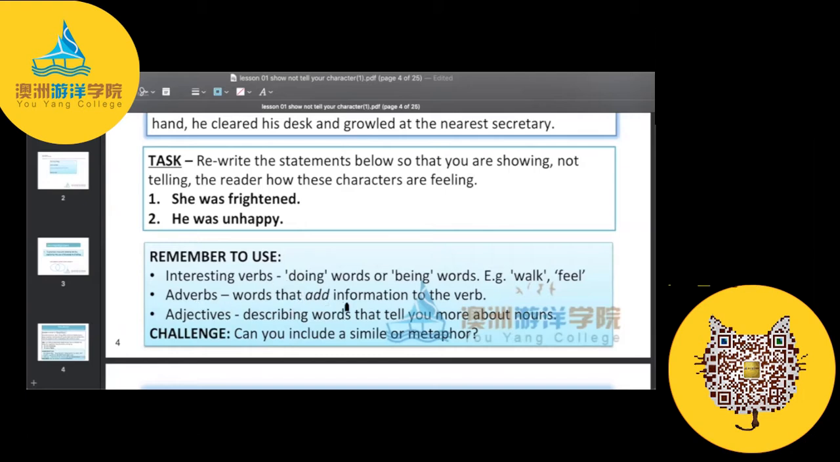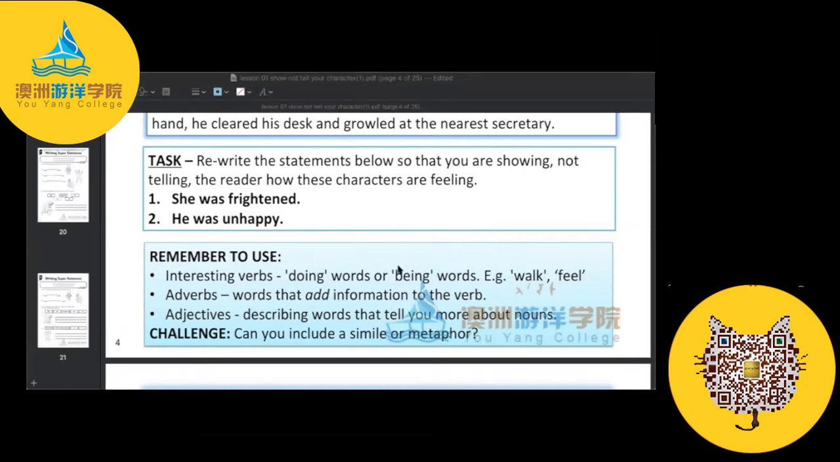Adverbs, those can add information to the verb. Adjectives. I'm just going over reminders. So describing words, you can use adjectives. Ooh, and then the challenge is, can you include a simile or metaphor? Go! Oh, good. Okay. Would anyone like to share what they wrote?